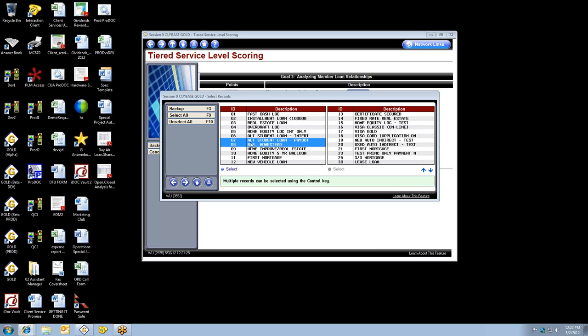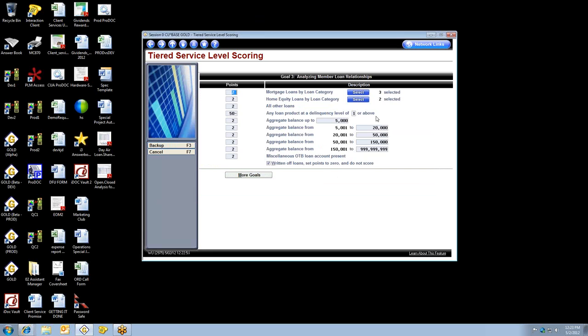Now, the existence of this loan will, even if it is at a zero balance, count as the member having the product, so they will get the number of points that are listed there.